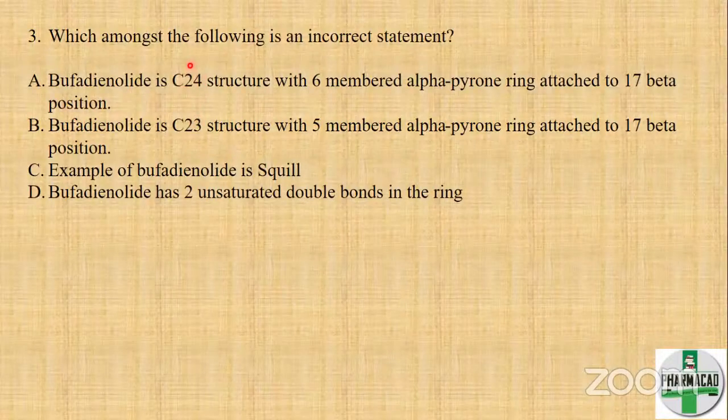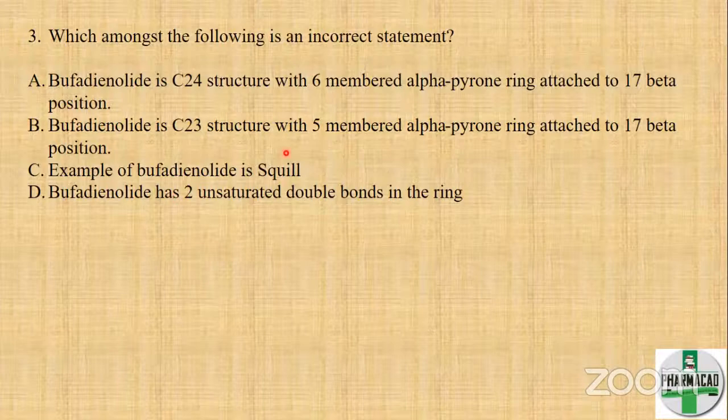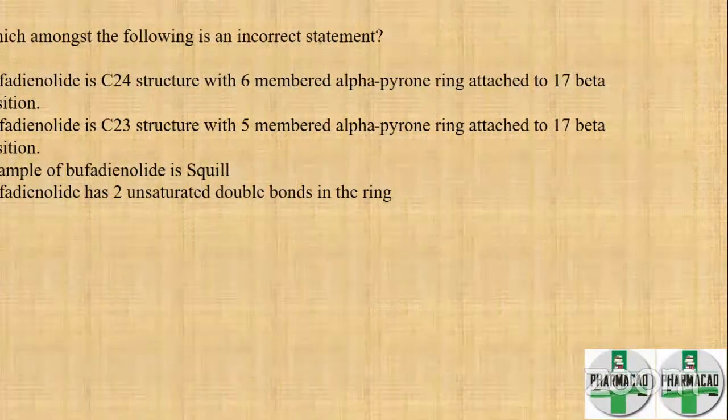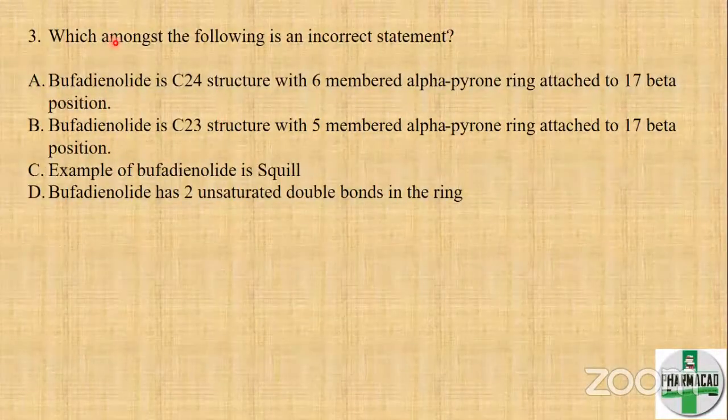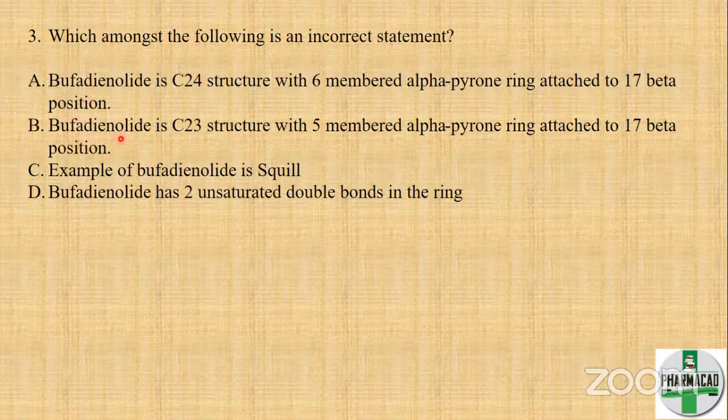Bufadienolide देखो, अगर इसमें तो clear है C23 और C24, मतलब A या B में से ही कोई option होगा, because ये दोनों ही differ कर रहे हैं. तो C और D पढ़ने की भी जरूरत नहीं है अगर ऐसे form में statement है. ठीक है, अभी याद करना है कि ये दोनों में से क्या सही हो सकता है. ठीक है, तो option incorrect कौन सा है? B, that is bufadienolide is C23 structure with 5-membered alpha pyrone ring.